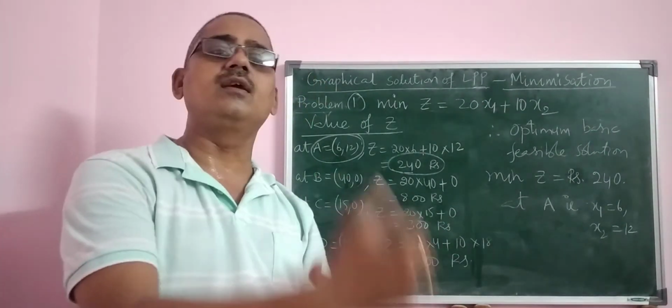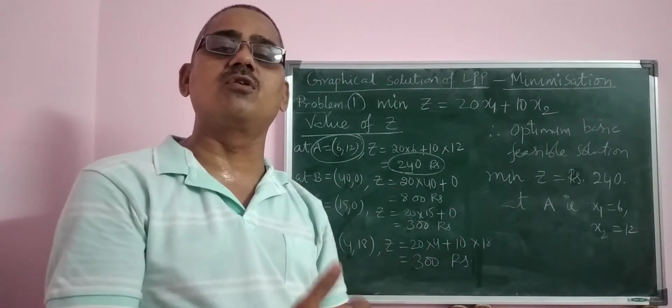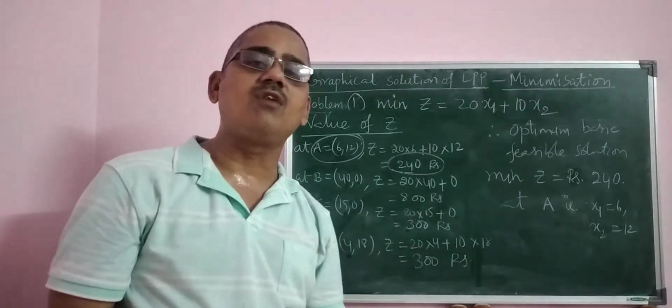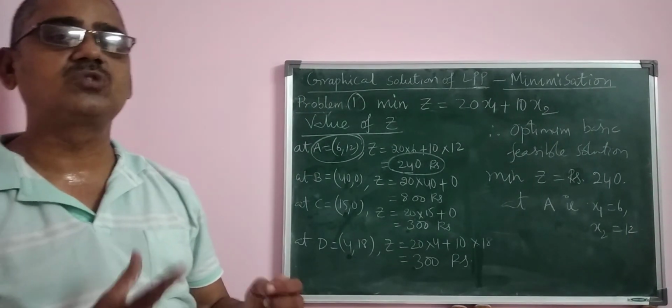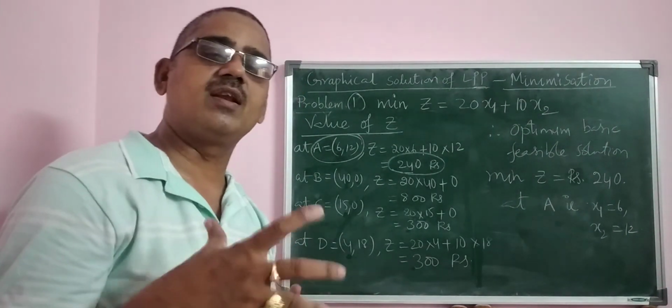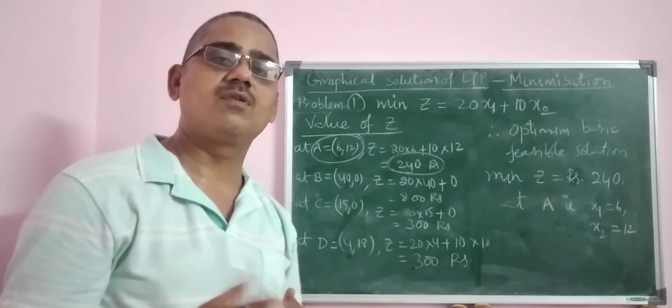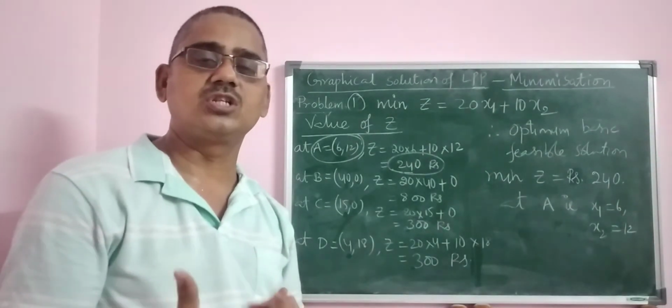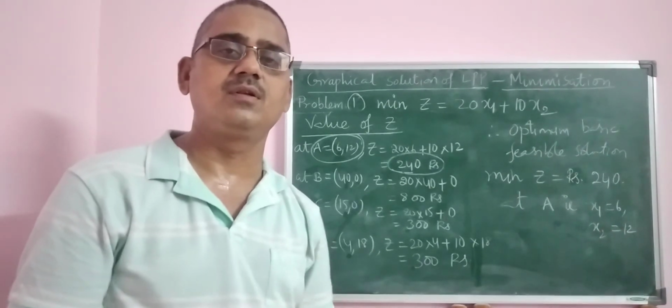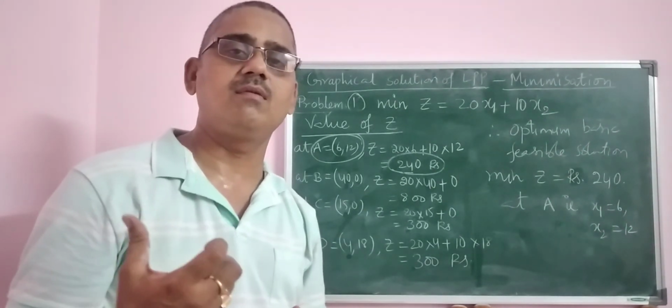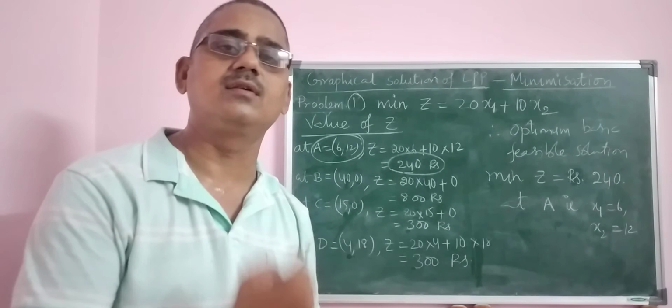The entire thing should include the minimization value, otherwise there is no meaning of optimization. So this is the optimum basic feasible solution to the given linear programming problem, right? So this is one such problem in the minimization case of the graphical solution, the graphical method. Thank you.